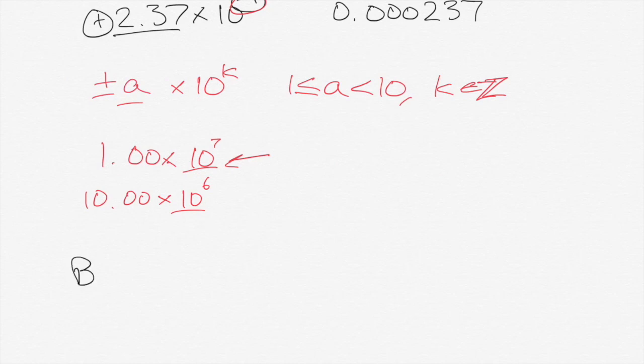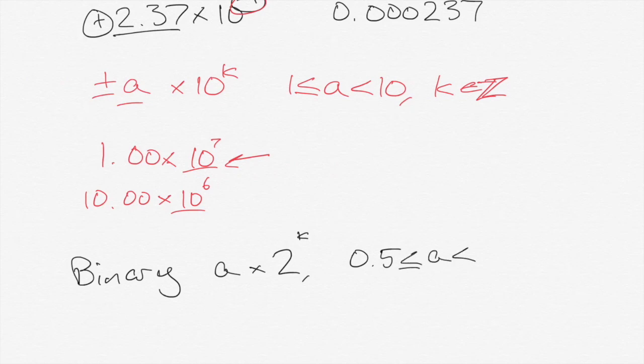So for binary, our scientific notation is going to be a, our value in front, times not 10 to the power of something, but 2 to the power of k, where a needs to be a value that is between, and this changes a little bit from our decimal system, but here we're going to be defining a as between a half, 0.5. So a must be bigger than 0.5 but less than 1.